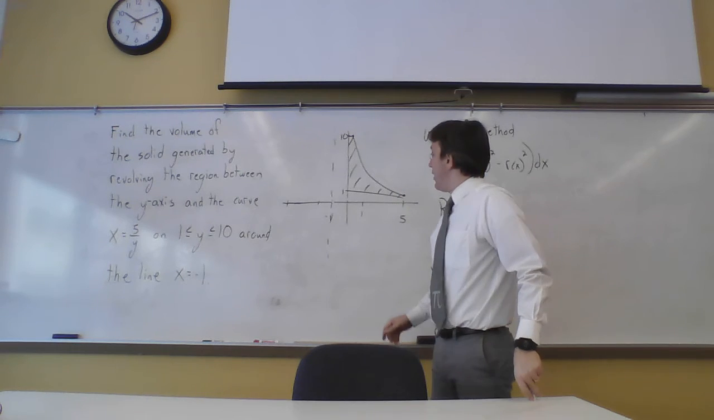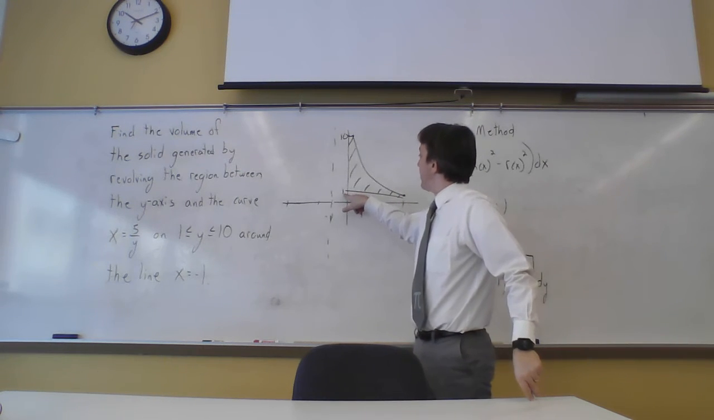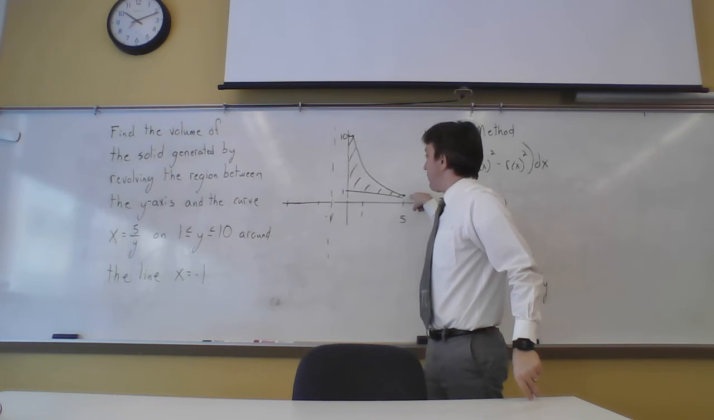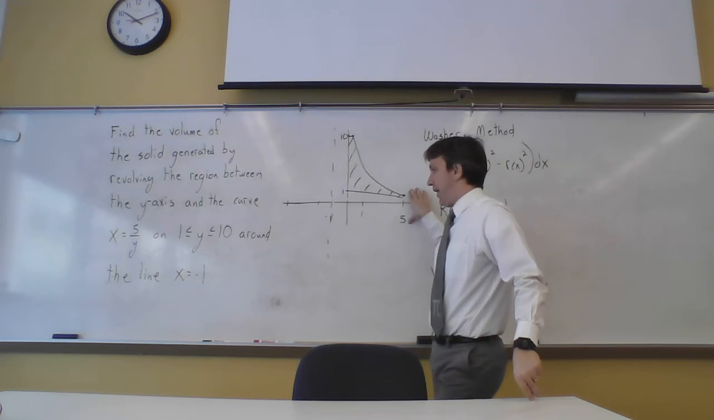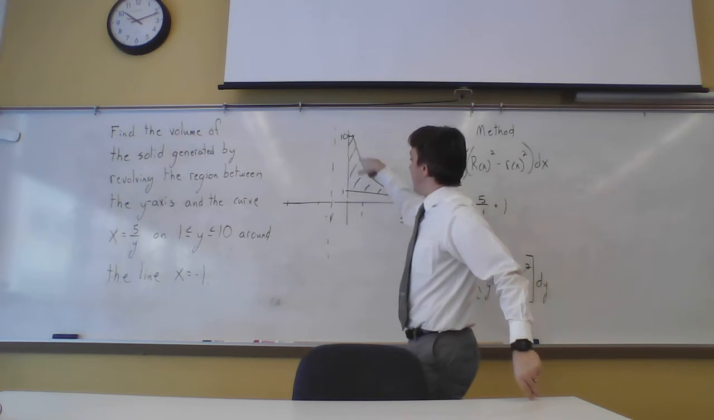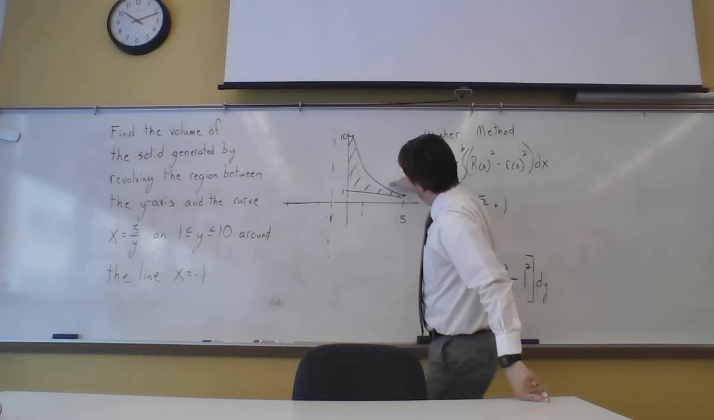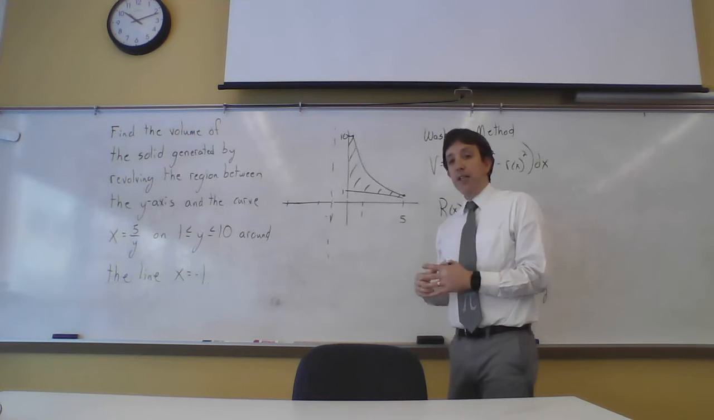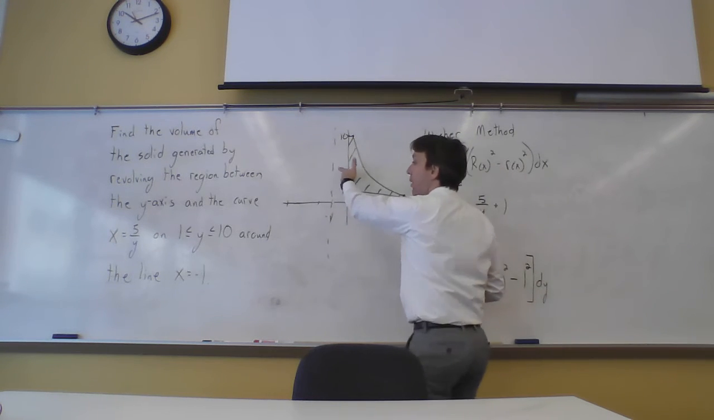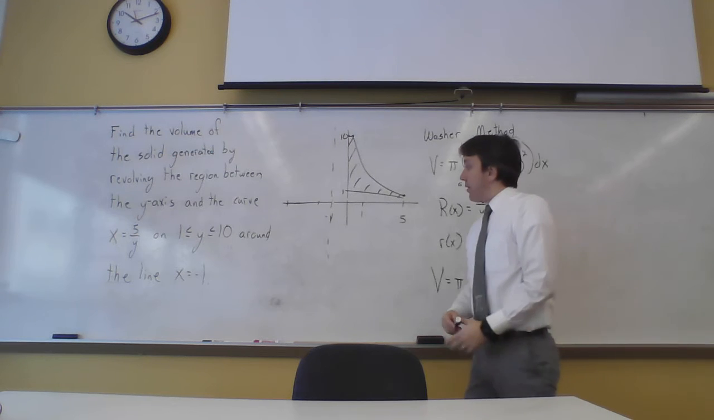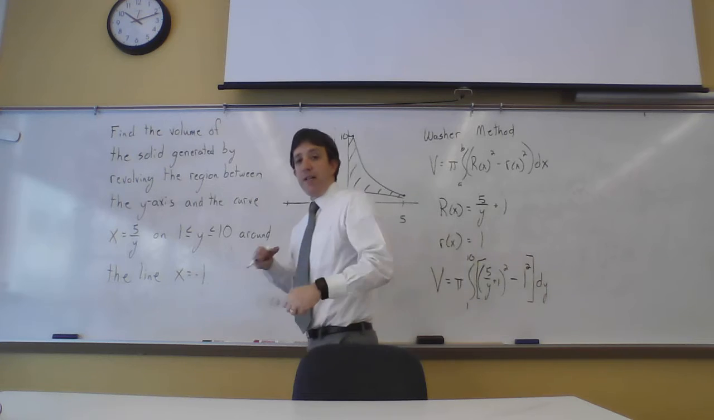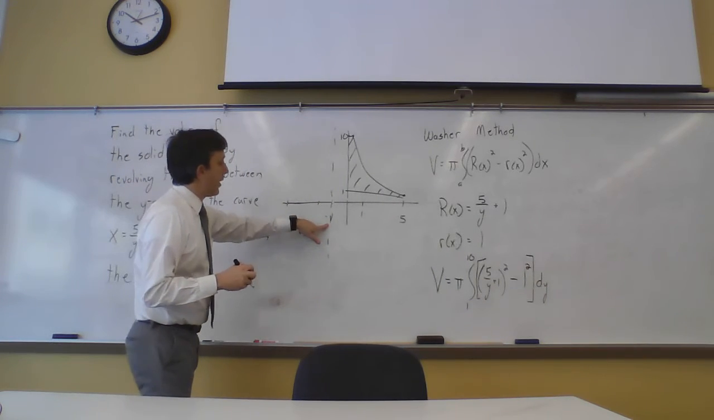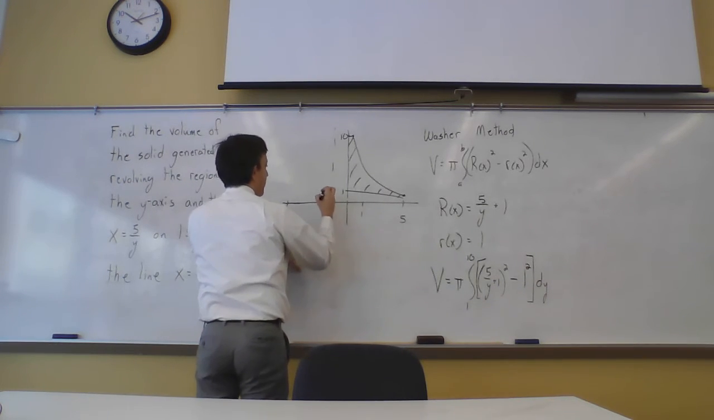If you plug in 1 for y, you get 5 for x. And if you plug in 10 for y, you get a half for x. And so we get this kind of curve here. And we want the volume bordered by that and the y-axis. Okay, so you can see I've sketched in the region that I want, but what makes this fun is that now we're going to rotate it around this line here, x equal to -1.